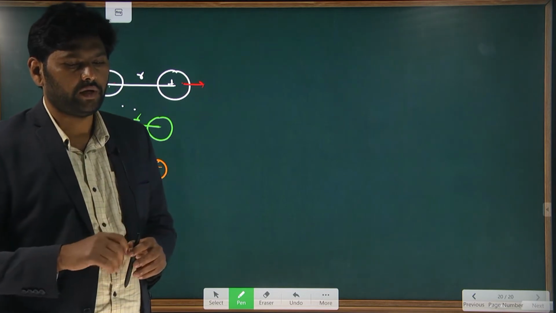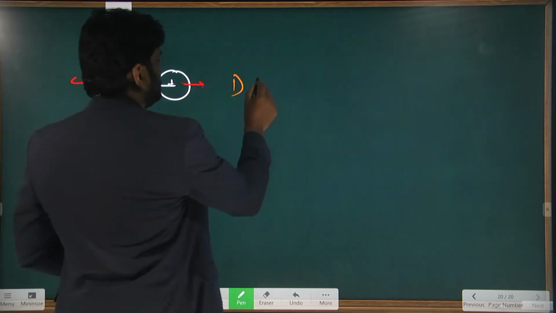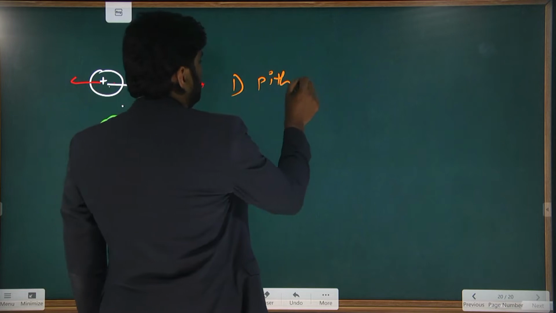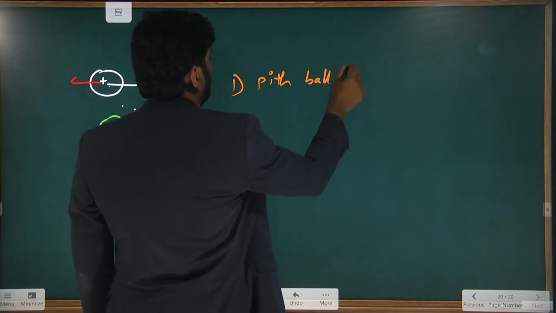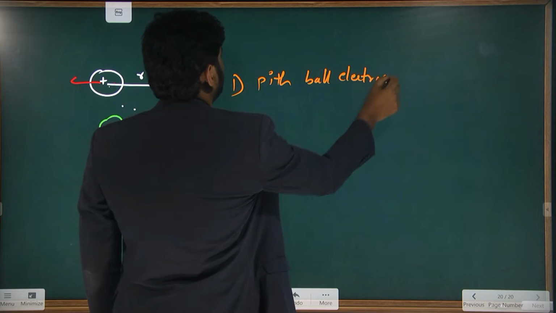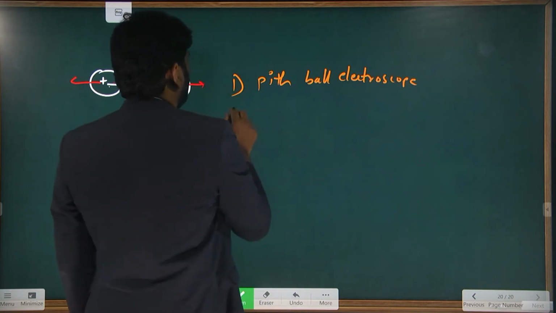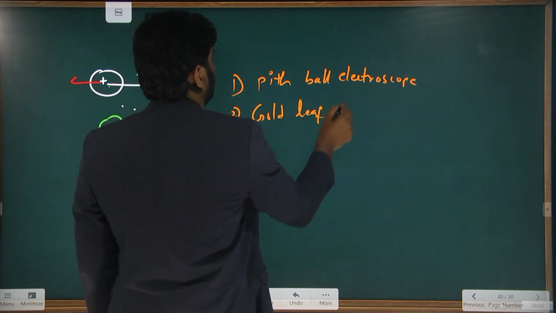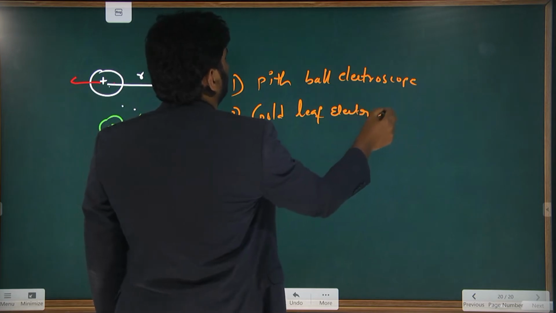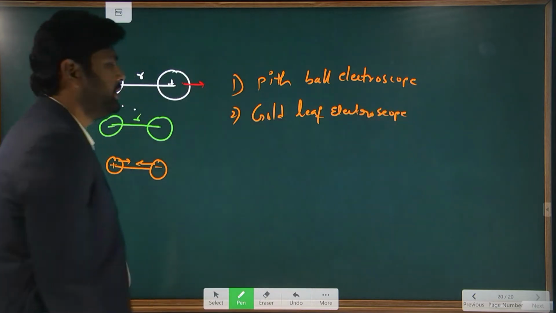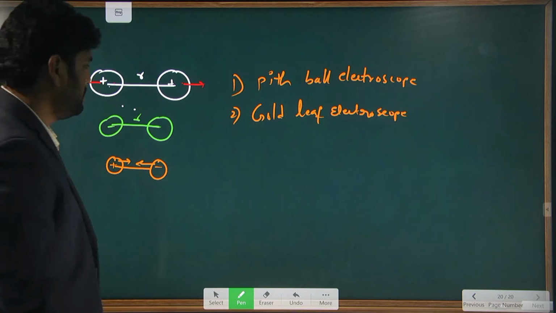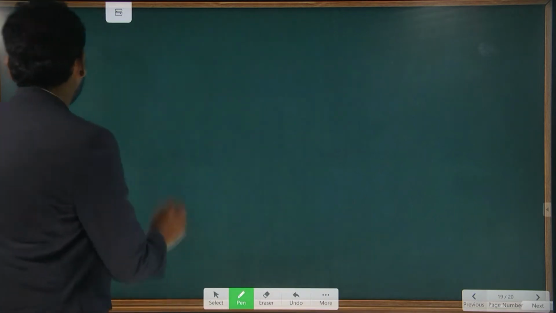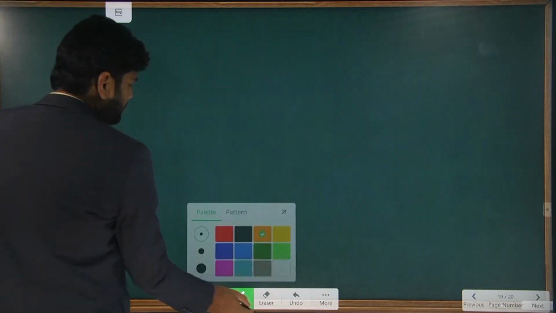Here we have two types of electroscope: the pith ball electroscope and the gold leaf electroscope. Now let's see how these two work. First one is the pith ball electroscope.